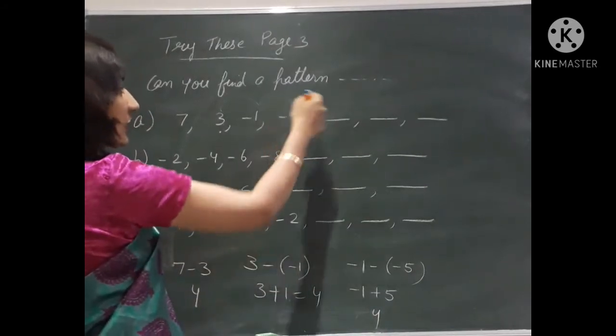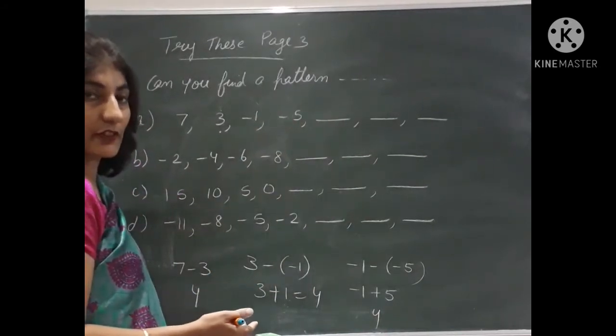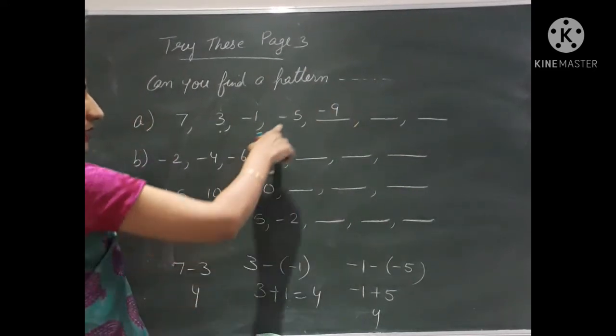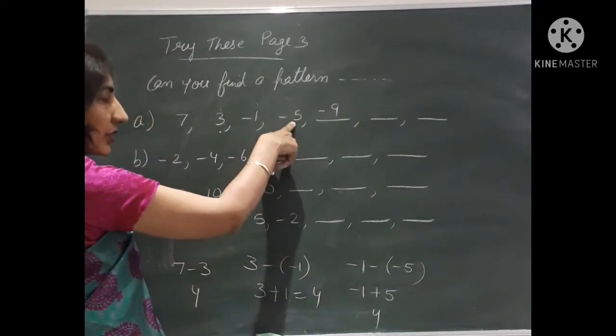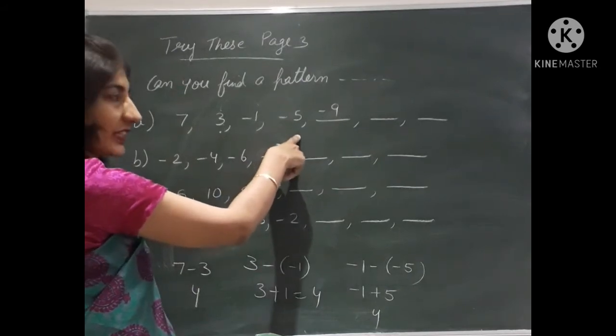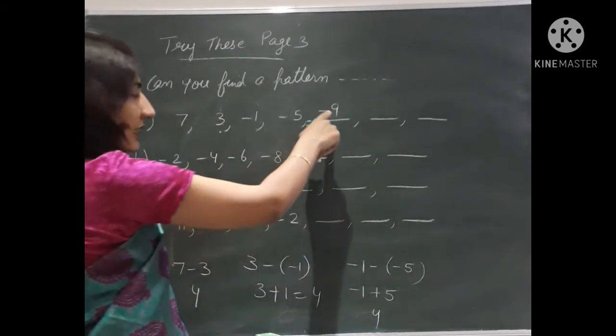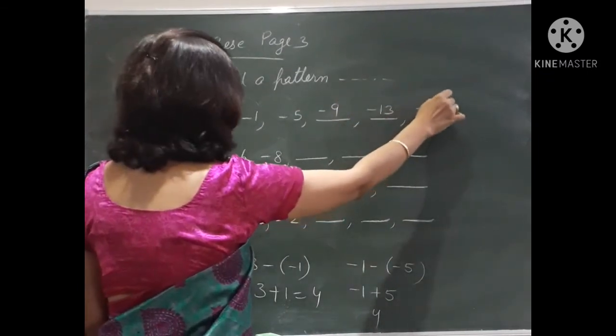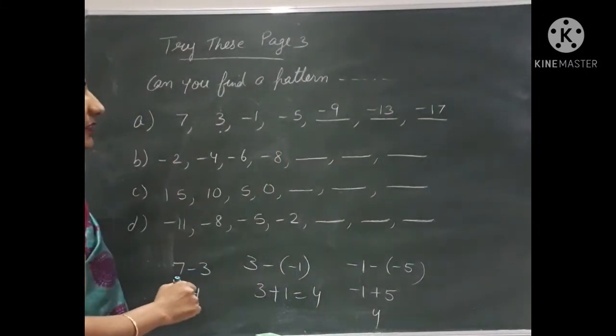So the next integer which will come, that will also be at a difference of 4. So what will come here? Minus 9. Because minus 5 and minus 4, if I add, it will come minus 9. Then next will be minus 13 and then next will be minus 17. This way we can complete this pattern.